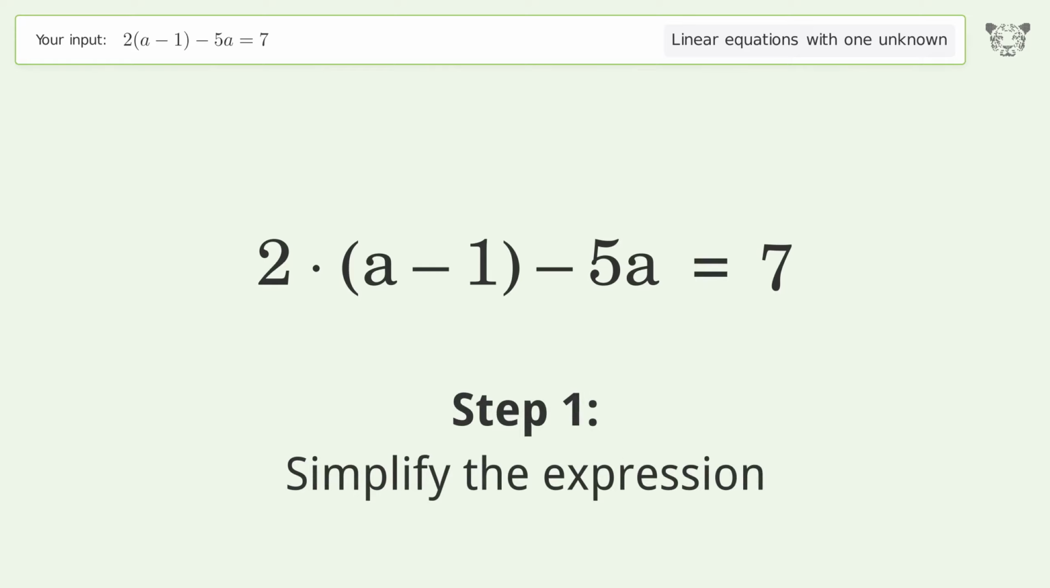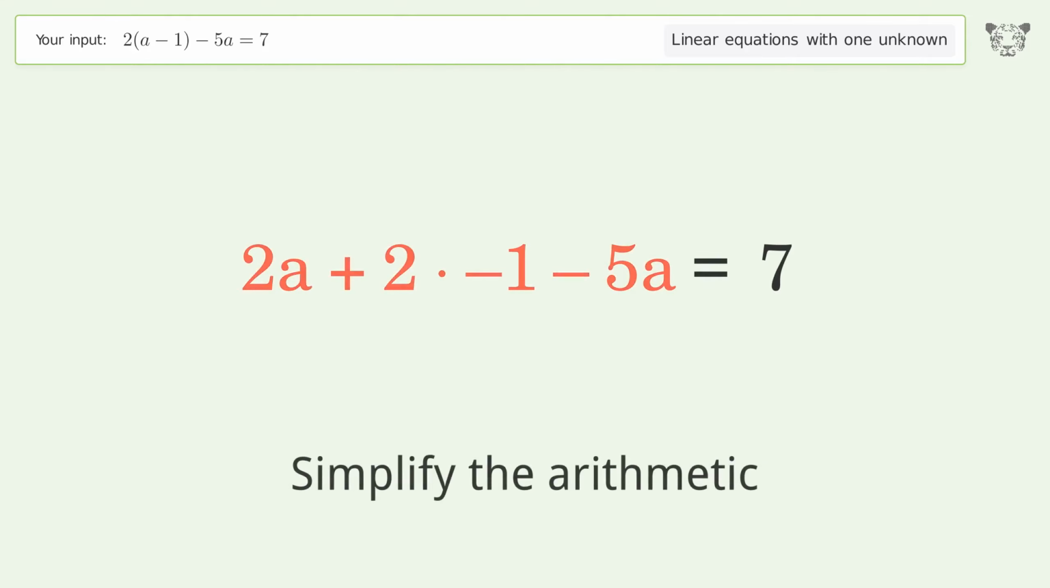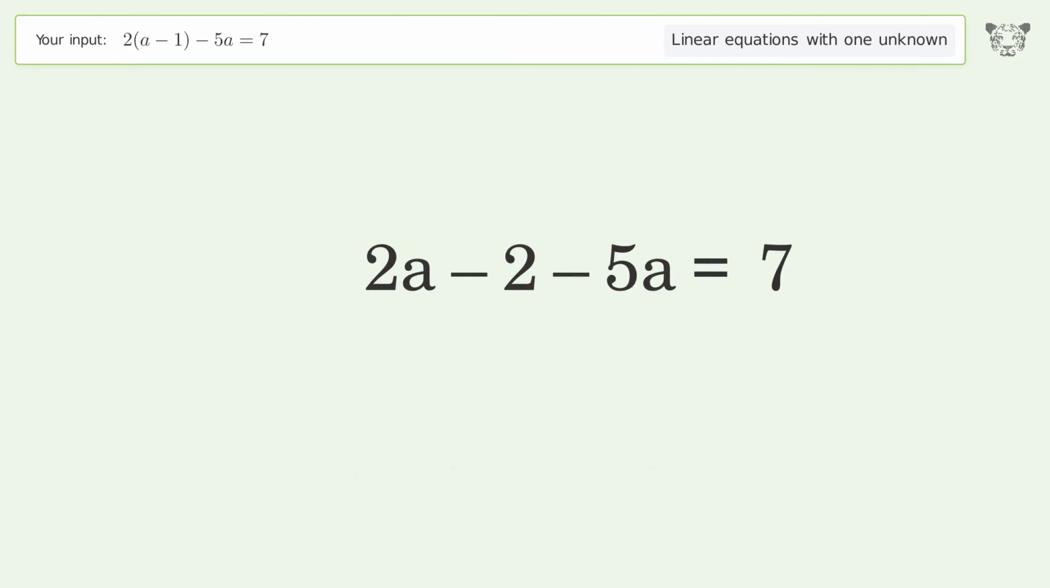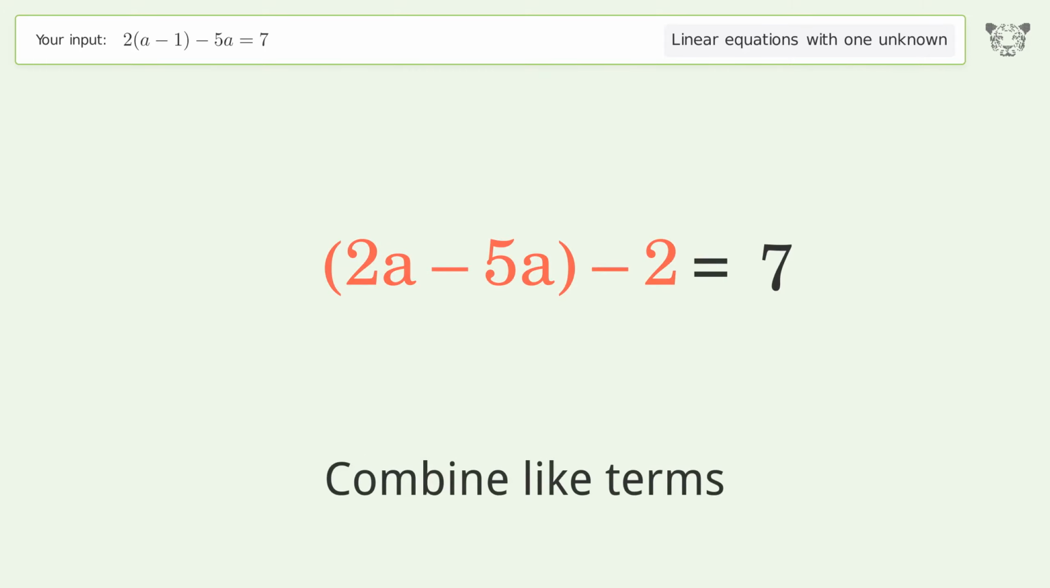Simplify the expression. Expand the parentheses. Simplify the arithmetic. Group like terms. Combine like terms.